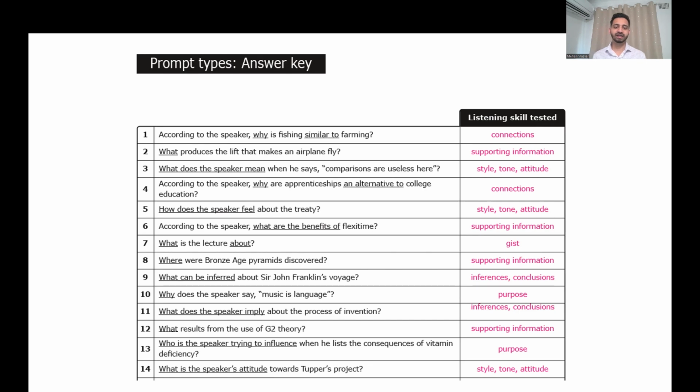What is the speaker's attitude towards Tupper's project? Again, here, attitude, it even talks about this attitude. It will say it many times in your prompts. You will notice that it's talking about the attitude. And here we are looking for if it's positive, negative, you're paying attention to connective devices like but, however, and all these kinds of things.